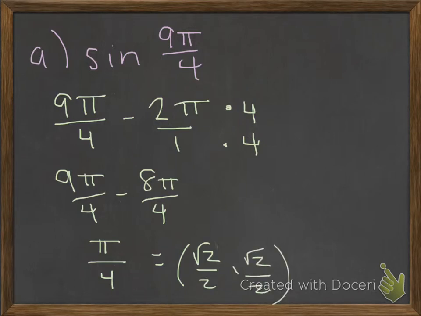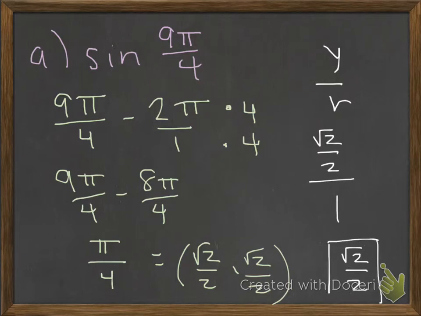And now sine is y over r. So let me change the color here. So y over r. So root 2 over 2 over 1 will just be root 2 over 2. So that would be our final answer. So again, you're kind of piecing everything together. We have to find coterminal first, and then you use the unit circle.